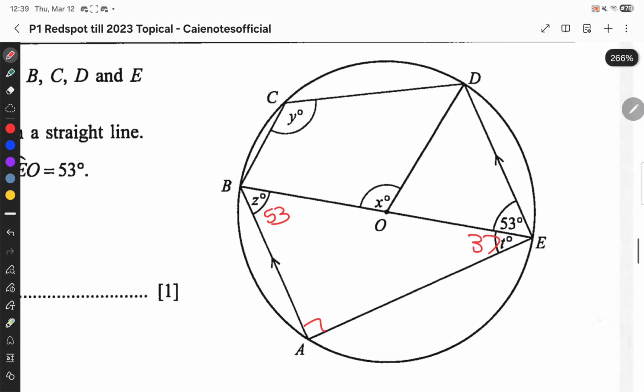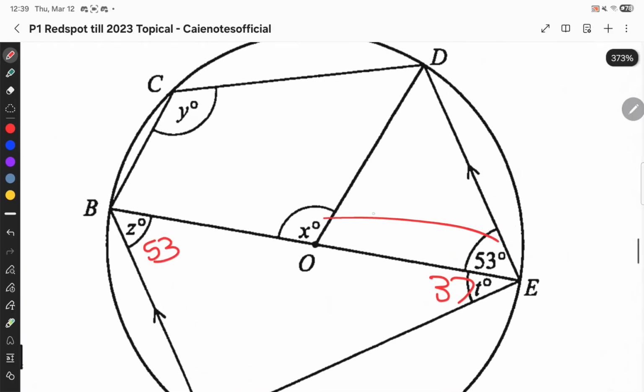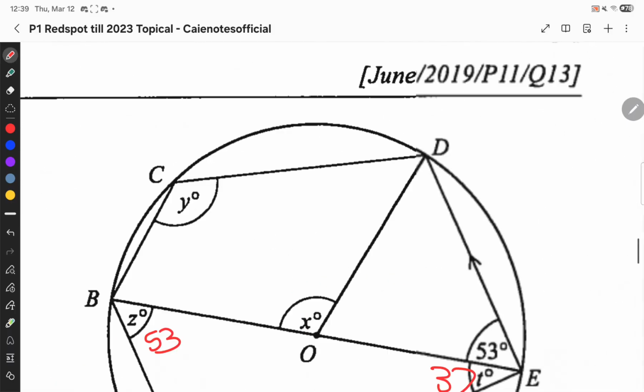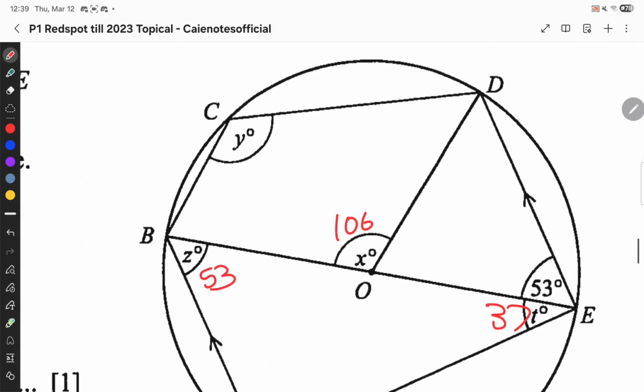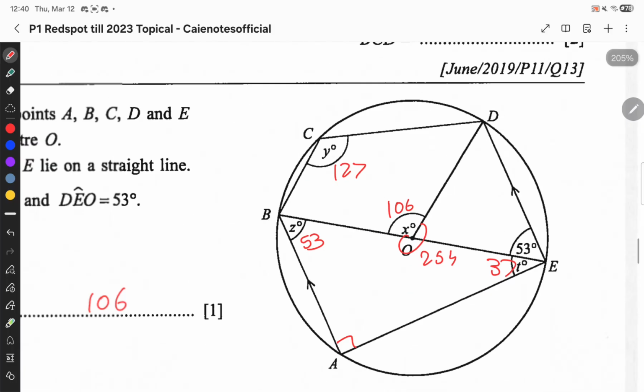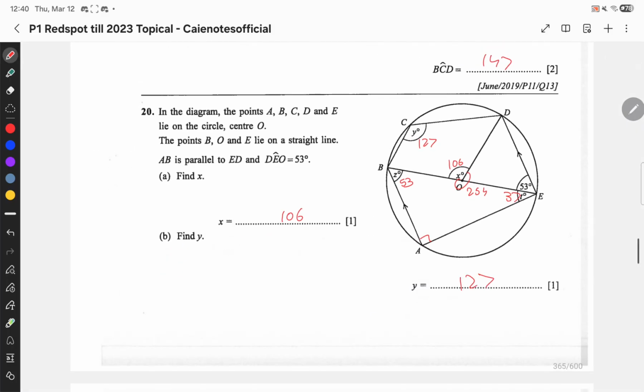Angle x is then double this. We double this, we get 53 times 2 is equal to 106. Nice. See, you just need to think somewhere else for a while to find this. And angle y, this reflex is 2y, and so this will be like so. 360 minus 106 is 254. 254 divided by 2 is 127, and that is our answer, 127.